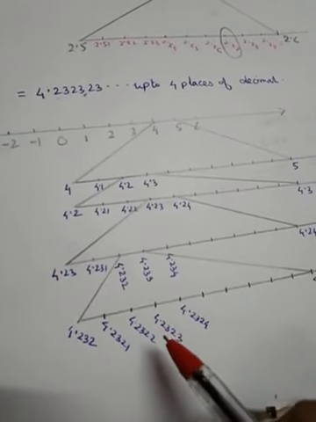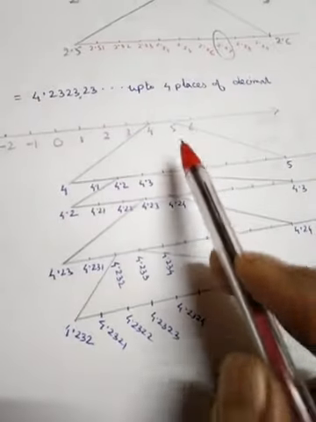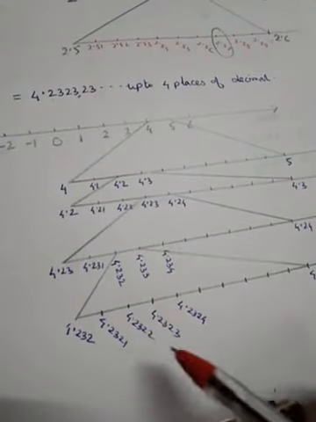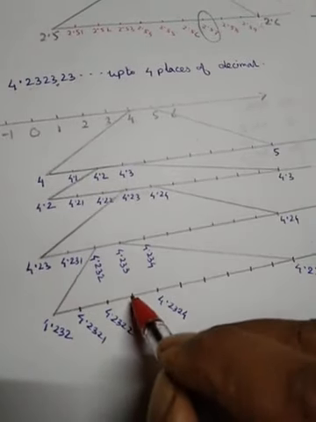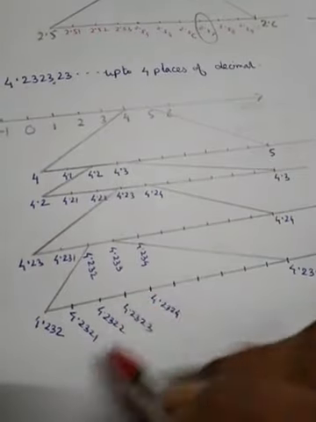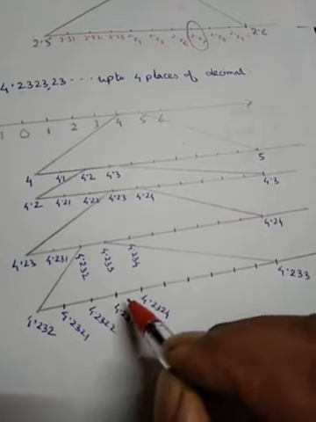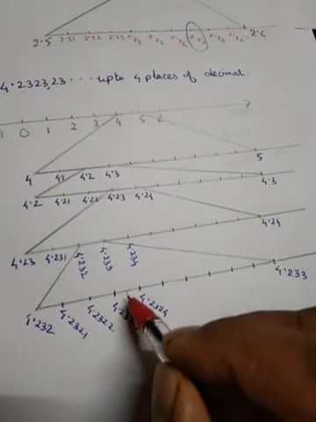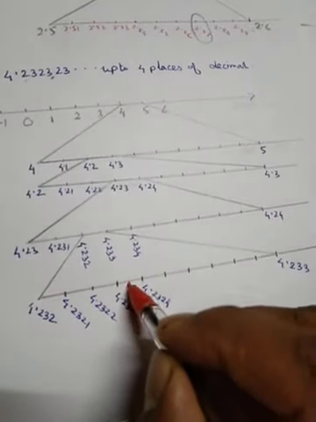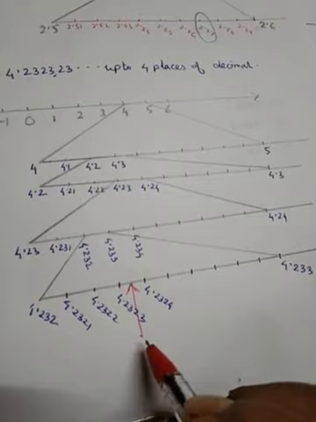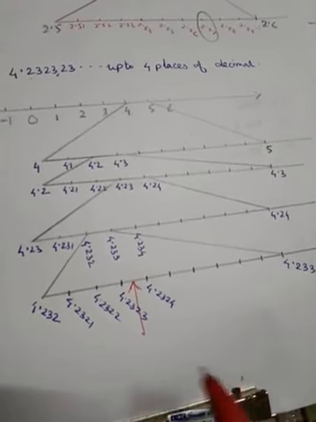Now this is 4.2323 and this is 4.2324. If we need to represent up to 5 places, then 4.2323 and 4.2324 will have to expand. So our required number will be somewhere here in between these two numbers. So like this we will have to mark, because our number would be in between this, and that would be our representation.